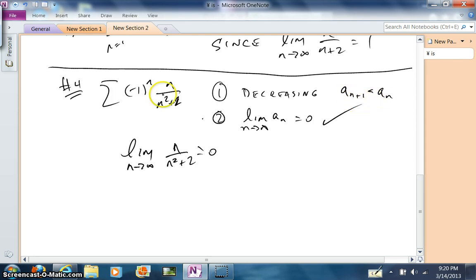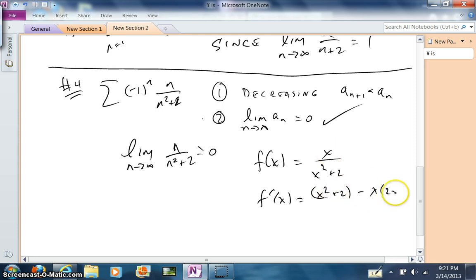The easiest way to just do this, if you're not comfortable showing that these terms are less than each other by placing n plus 1 in there, and you shouldn't be if you're new to this, it's probably normal to not be comfortable with that, then you just go for the derivative. Just take the derivative as normal. Pretend it's f of x equals x over x squared plus 2, and then take the derivative. We have to use the quotient rule, so we have this times 1 minus x times 2x over x squared plus 2.